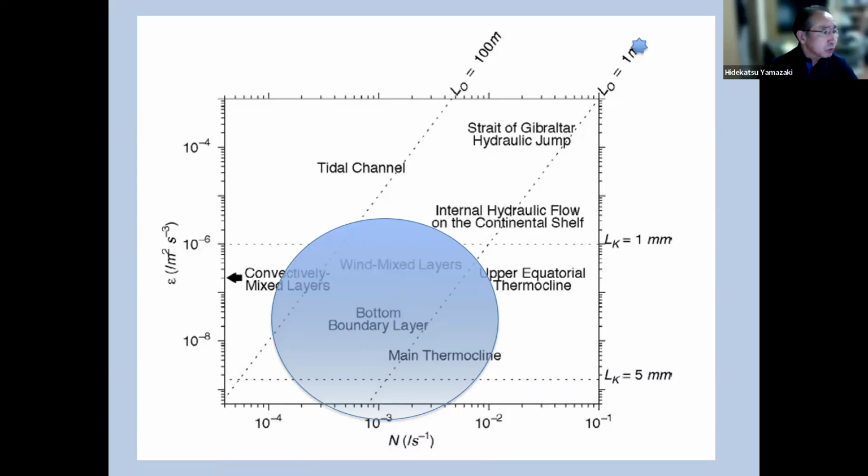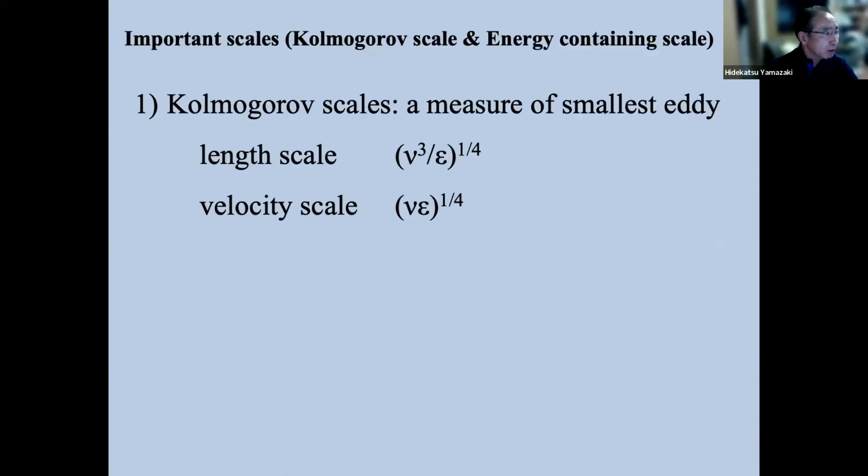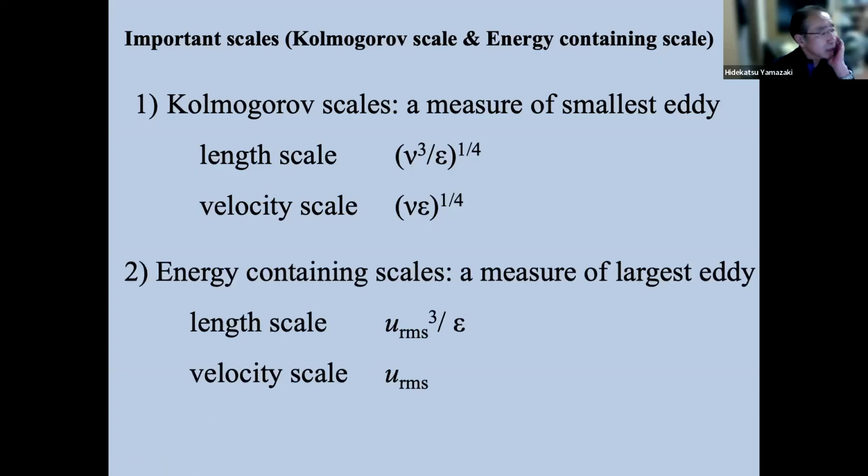I'm going to introduce two important length scales. One is the Kolmogorov scale, which is a measure of the smallest eddy, a function of epsilon and nu, kinematic viscosity. And the largest scale is the energy containing size. That's from the fluctuating velocity and epsilon. That gives us the length scale. And the velocity is U RMS.